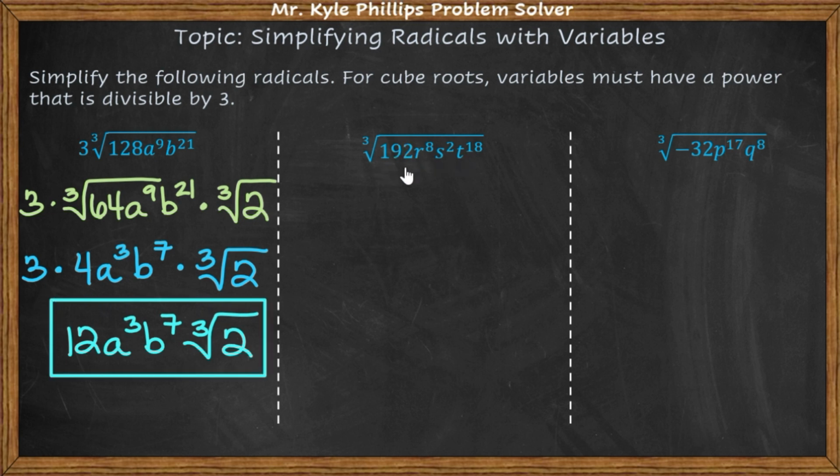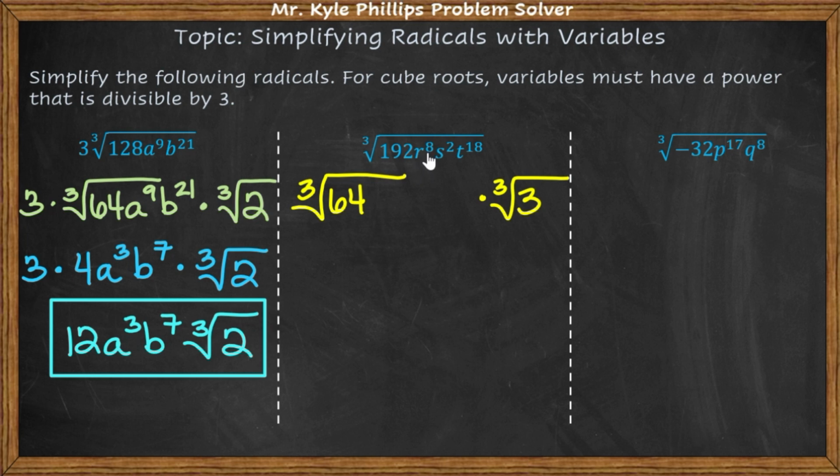Here with the 1 in the middle, we're going to do the same thing. So I'm looking for the largest perfect cube that can go into 192. And that also is going to be 64. So here I have the cube root of 64, and here I have the cube root. This is going to be 3.